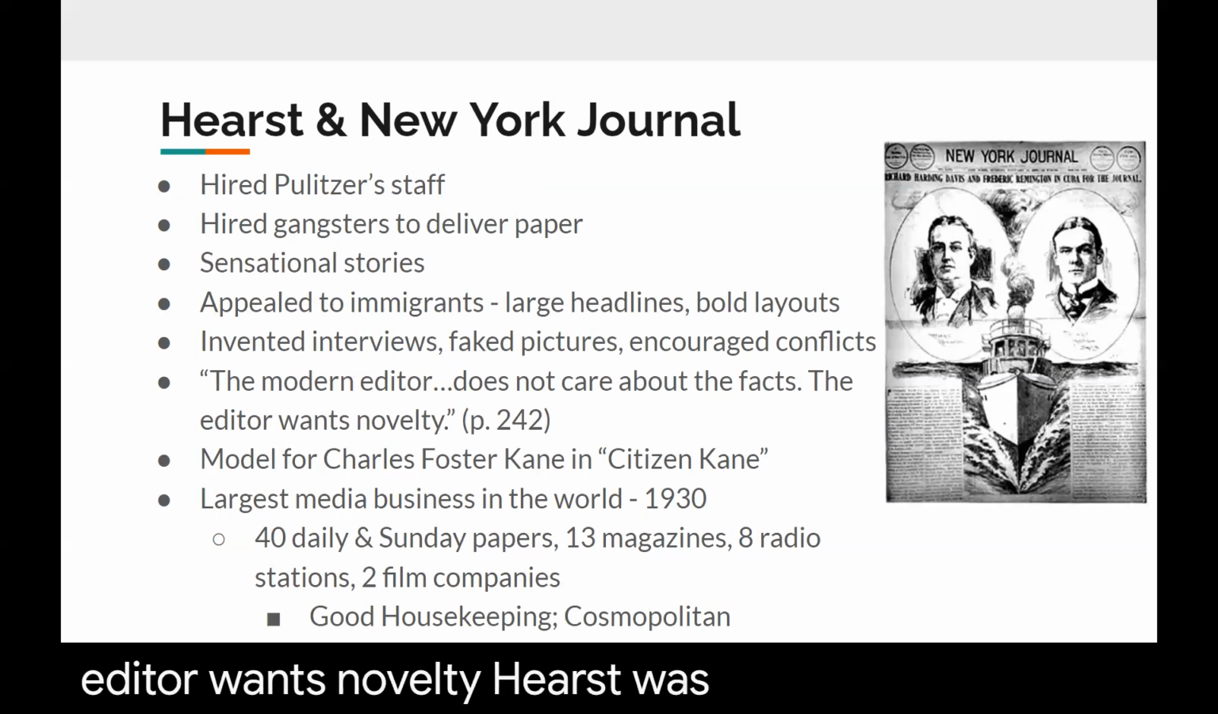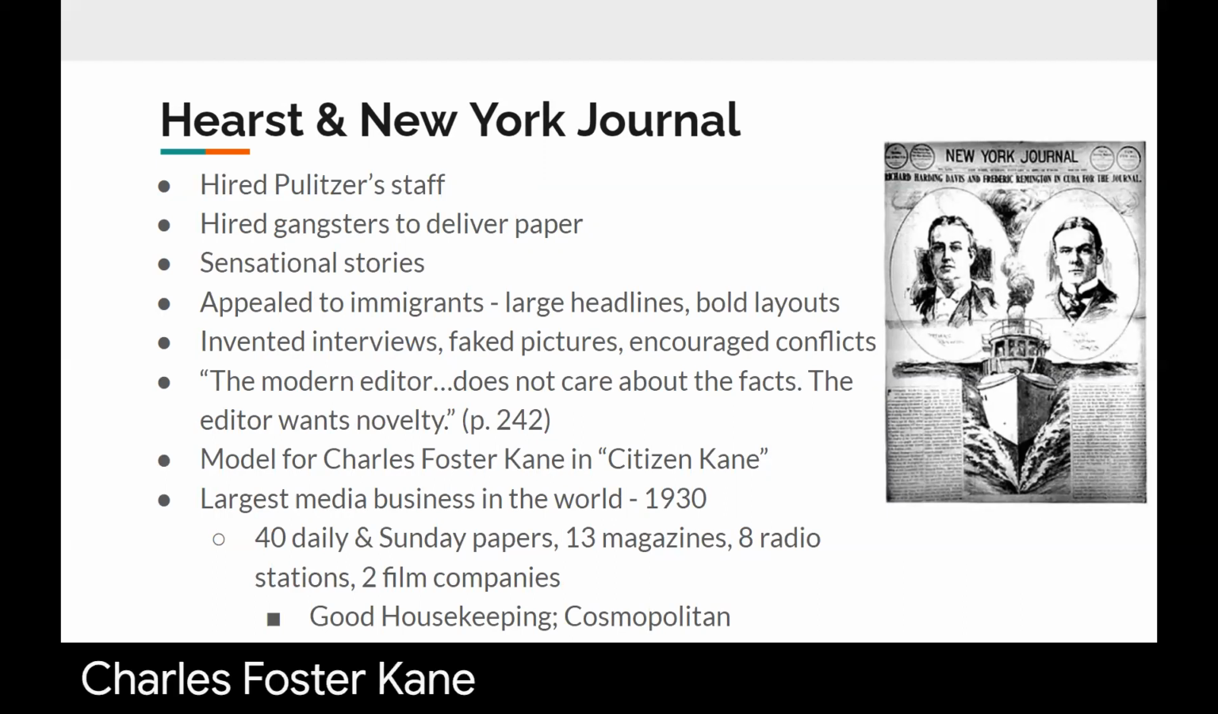Hearst was the model for Charles Foster Kane in the movie Citizen Kane. And that is a wonderful movie, classic movie about American journalism that if you haven't seen, you should.